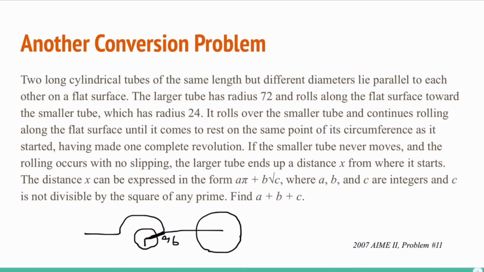We also know that this is 24 and this is 72. So the difference for this right triangle is 48. And this turns out to be a 30, 60, 90 triangle. So this angle is 30 degrees, which we'll use in the next slide.